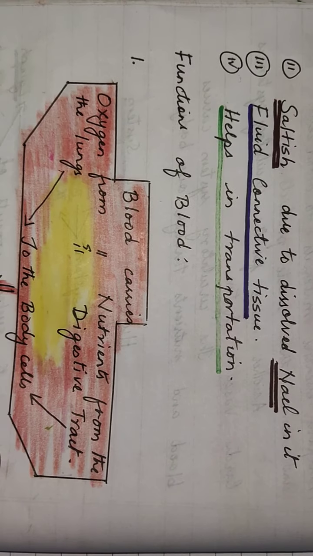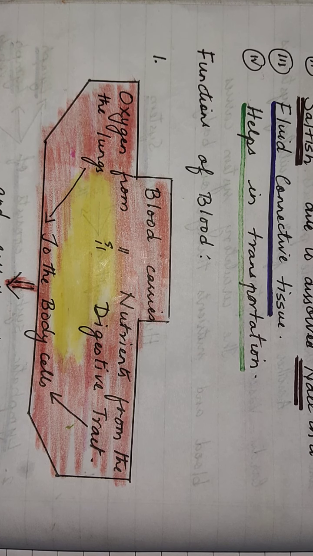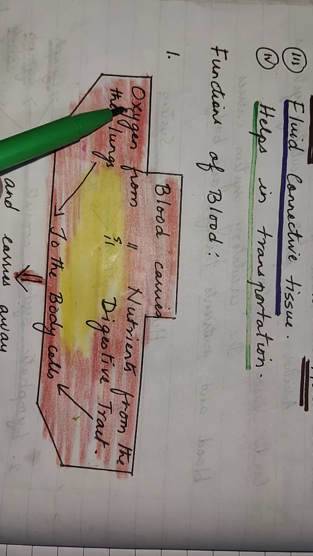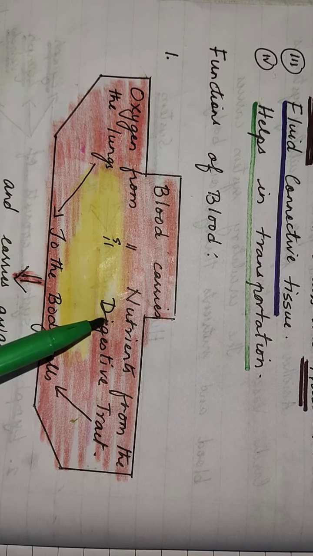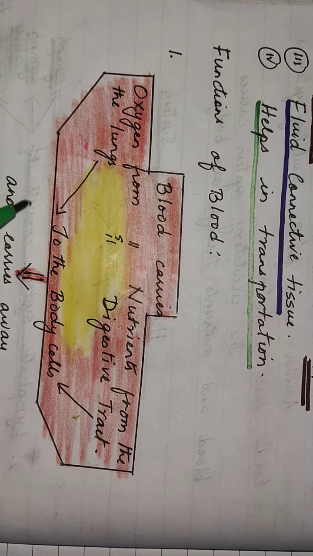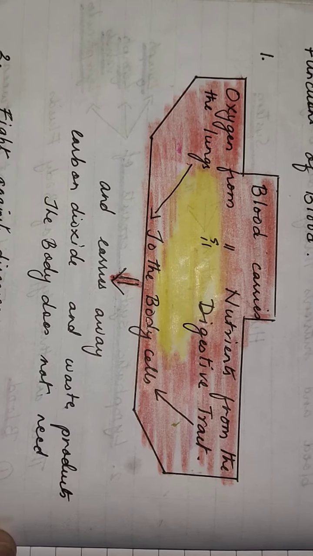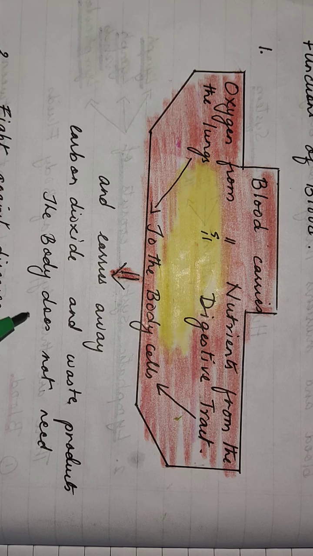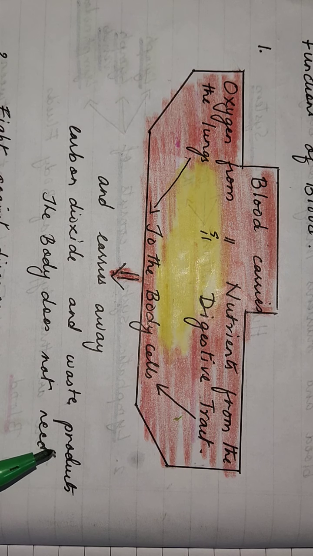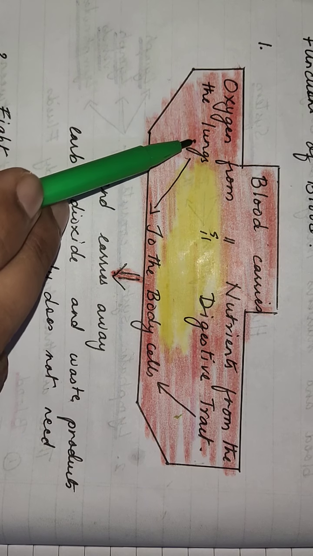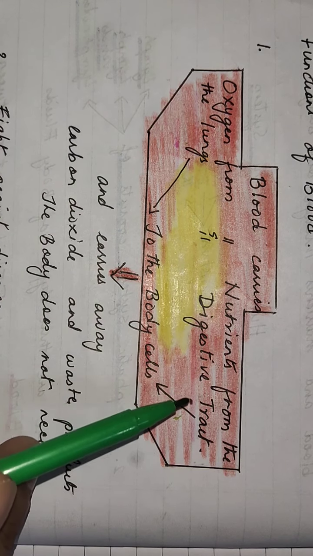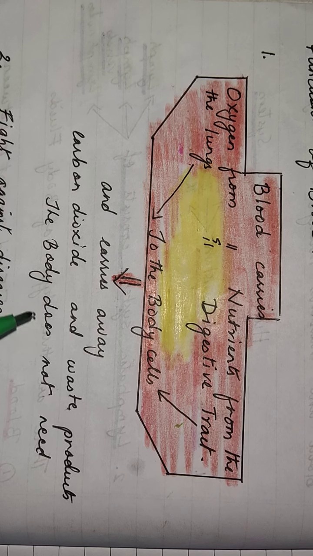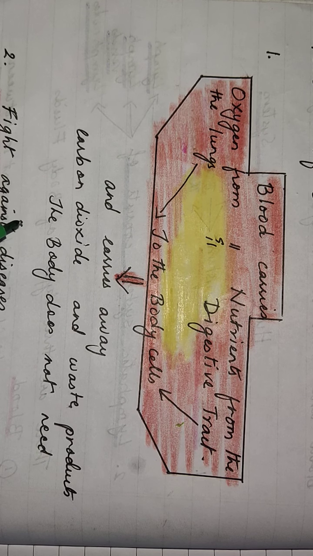Next, functions of blood. So what is the function of blood? Blood carries oxygen from the lungs and nutrients from the digestive tract to the body cells, and carries away carbon dioxide and waste products the body does not need. The main function of blood is this, all right. So, very important functions of blood.